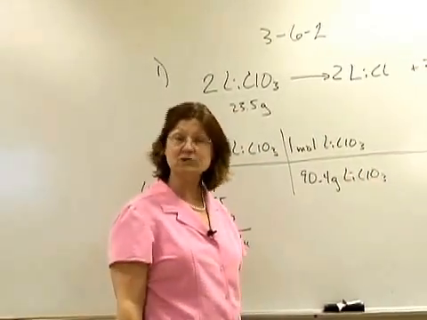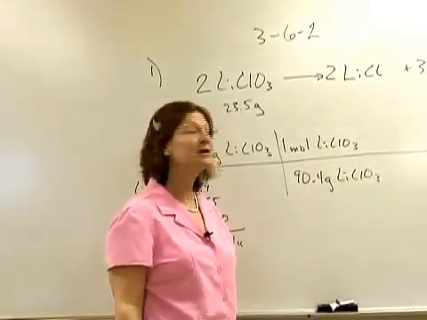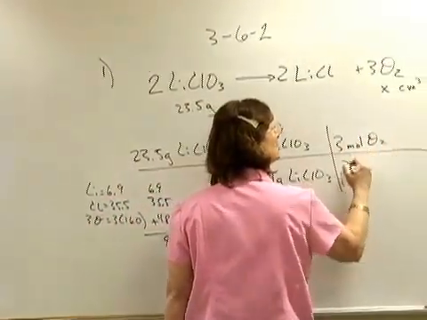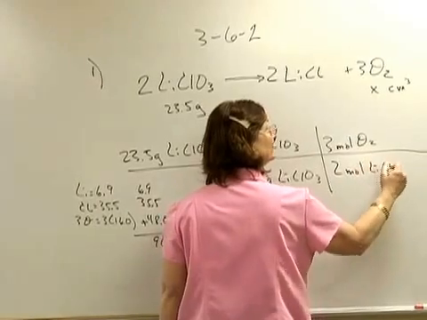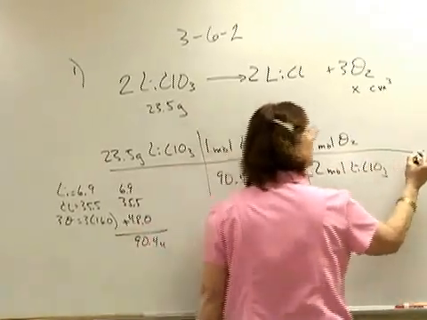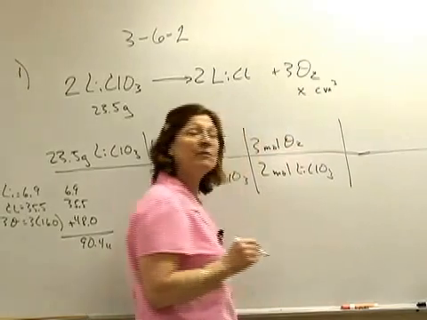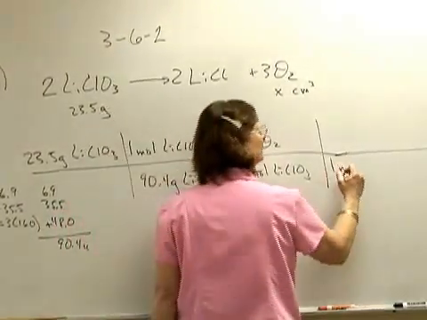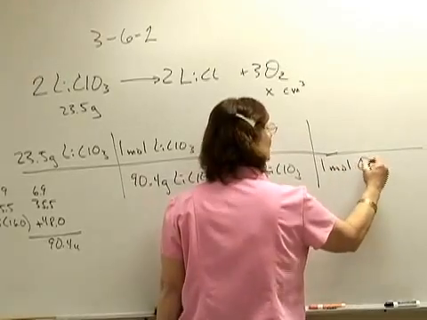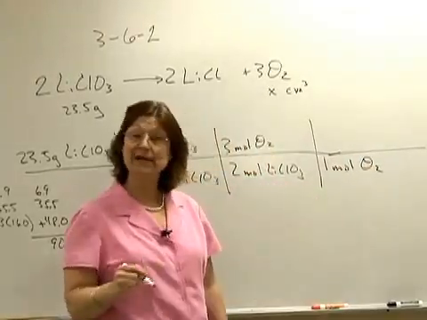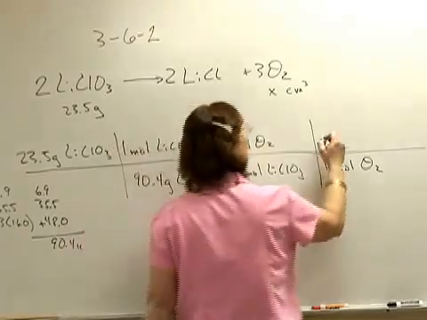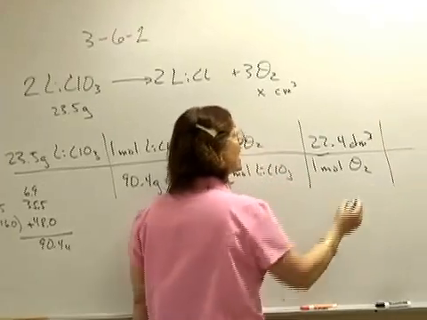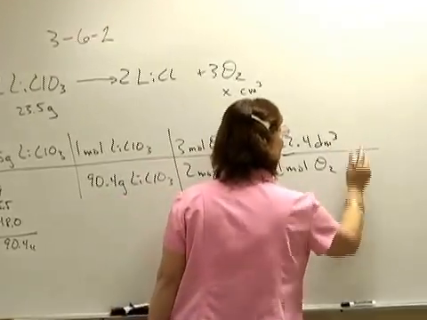Then once I have my moles, I use my mole ratio from the balanced equation. There are 3 moles of oxygen for every 2 moles of lithium chlorate. And then from moles, I'm going to change to volume. I know that 1 mole of any gas, including oxygen, under standard conditions, is 22.4 decimeters cubed.